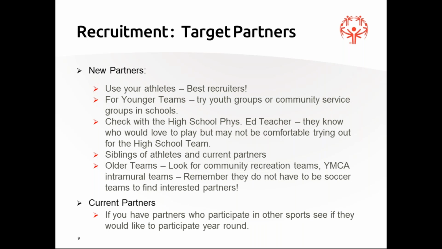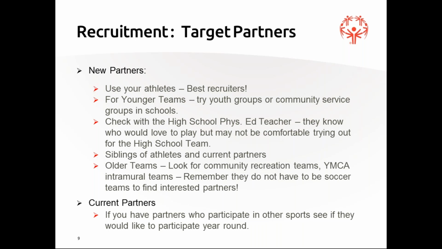They know who really wants to play and is not comfortable playing on a high school team, or they may not make the high school team, so there's only a certain amount of players who can make those teams also. Look at the siblings of athletes and current partners that you have. For older teams, it's the community recreation teams, the YMCA intramural teams. Remember, they don't have to play soccer because you're looking for a soccer team. They might play basketball and might find it refreshing to play a new sport.